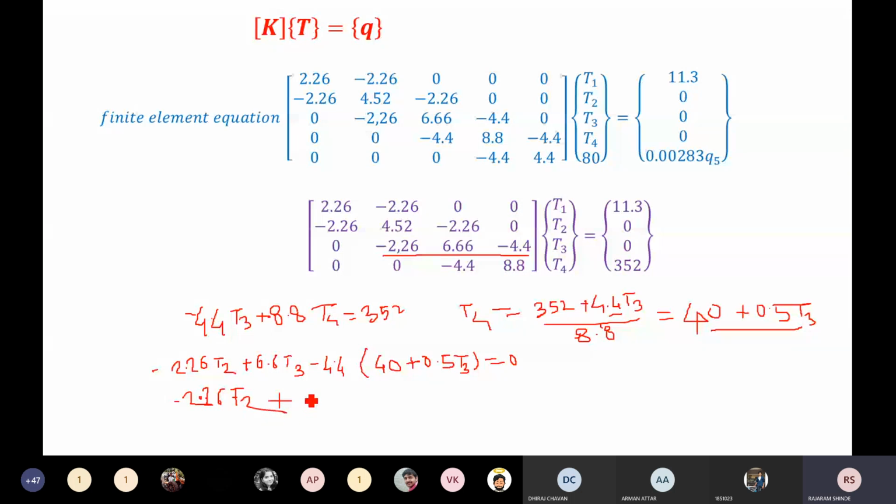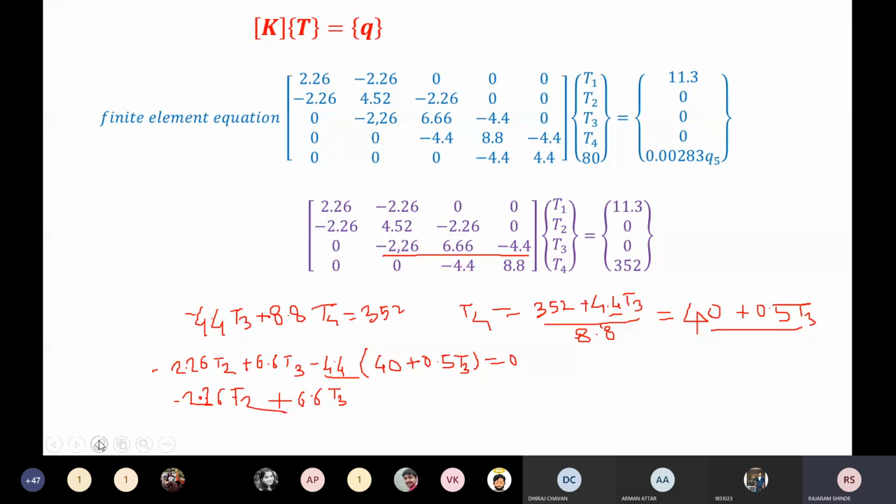Plus 6.6 T3. Now 4.4 into 40. This I will take on this side, plus minus 0.5 T3. Now can I write this like this? You see here this is plus 6.6 T3 and this is minus 4.4 into 0.5, 2.2. When we take the sum of this term and this term.